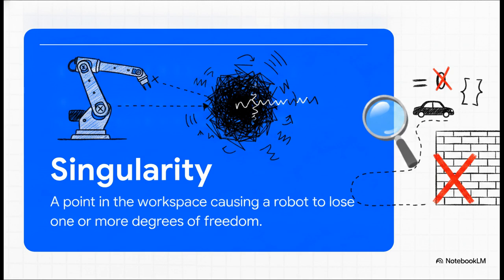If that sounds complicated, just think of a singularity like a car GPS giving you a mathematically perfect route that tells you to physically drive straight through a solid brick wall.